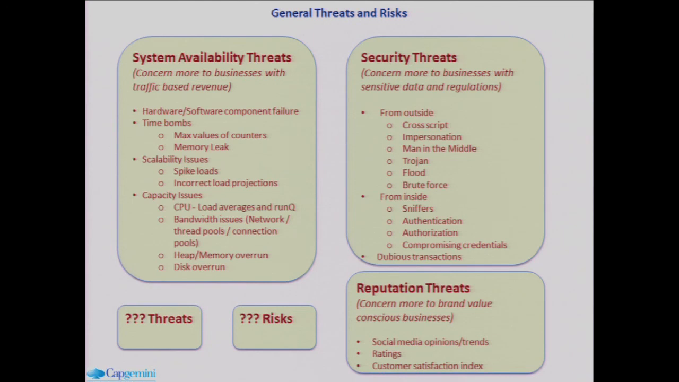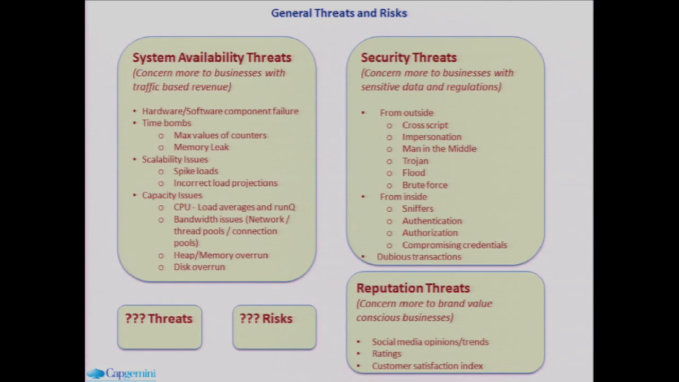If there are some availability threats, like the availability of the system is critical for you, like the hardware or the software or the time bombs in terms of running out of counters or anything, that is something you need to focus on. Capacity issues, essentially your CPUs, too much load, bandwidth issues in terms of networks or pooled connections, or the heap or memory overruns. Your JVM doing too many garbage collections. So an important factor when selecting the tool is basically identifying your threats and the risks.